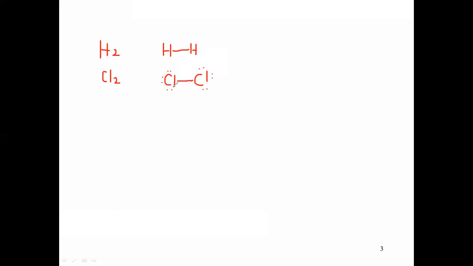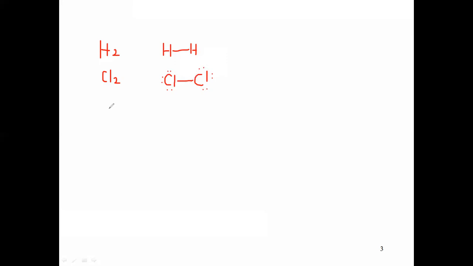And count the number of electrons on each atom to make sure that each atom completed its octet. Here you can count 1, 2, 3, 4, 5, 6, 7, 8. One bond means 2 electrons. So this chlorine completed its octet, and this chlorine also: 1, 2, 3, 4, 5, 6, 7, 8. This chlorine also completed its octet.